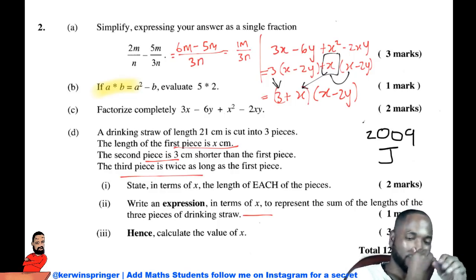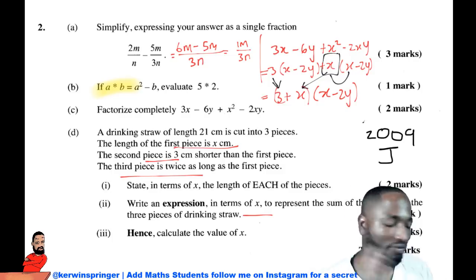They're walking into the question. Nice. Sorry if my nose is stuffed up earlier.